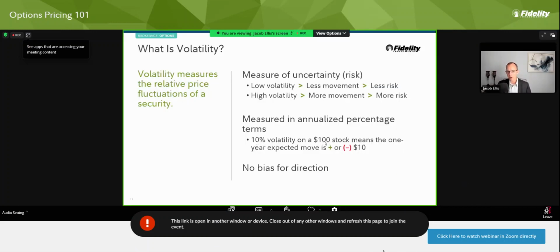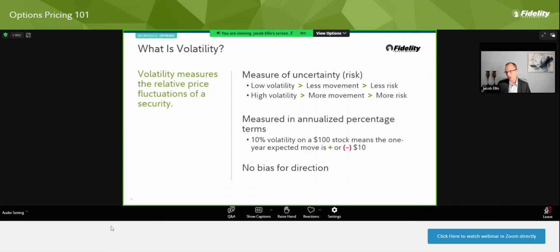10% of $100 is $10. And so you would expect that the stock would be somewhere between $90 and $110. $10 below, $10 above your current price, looking 1 year into the future. And when we say expectation, we're giving it about a 2/3 probability, 68% or so, that it's within that range a year from now. That's a big range. And you'll notice that it's balanced. It could be $10 below or $10 above.